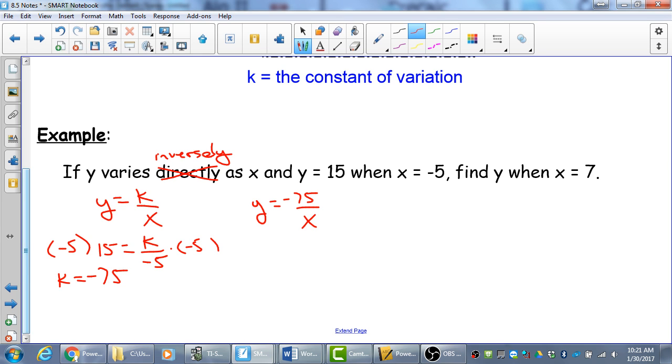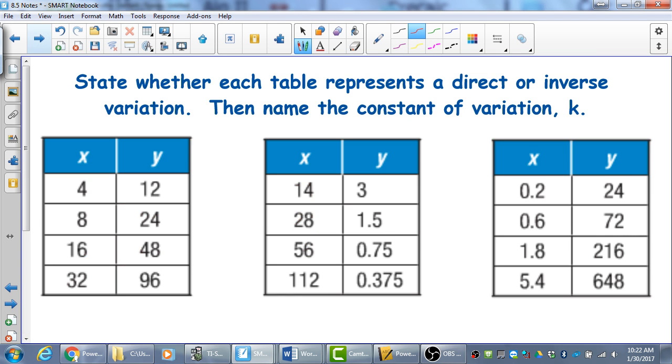Now they say find y when x is equal to 7. So it's just -75 over 7. I mean, you could probably divide it and give a decimal, but I don't really care what it is. Unless it was a story problem, then we might care.